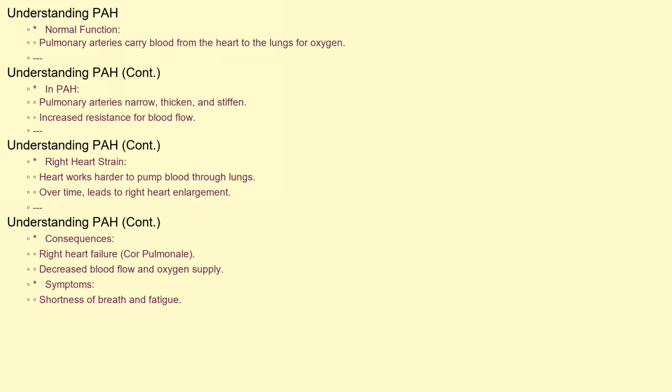Let's understand what happens inside the body with PAH. Normally, the pulmonary arteries carry blood from the heart to the lungs to pick up oxygen. In PAH, these arteries become narrowed, thickened, and stiff. This increased resistance forces the right side of the heart to work much harder to pump blood through the lungs. Over time, this overwork leads to right heart enlargement and eventually, right heart failure, also known as cor pulmonale. This decreased blood flow leads to decreased oxygen supply to the body, causing shortness of breath, fatigue, and other symptoms.